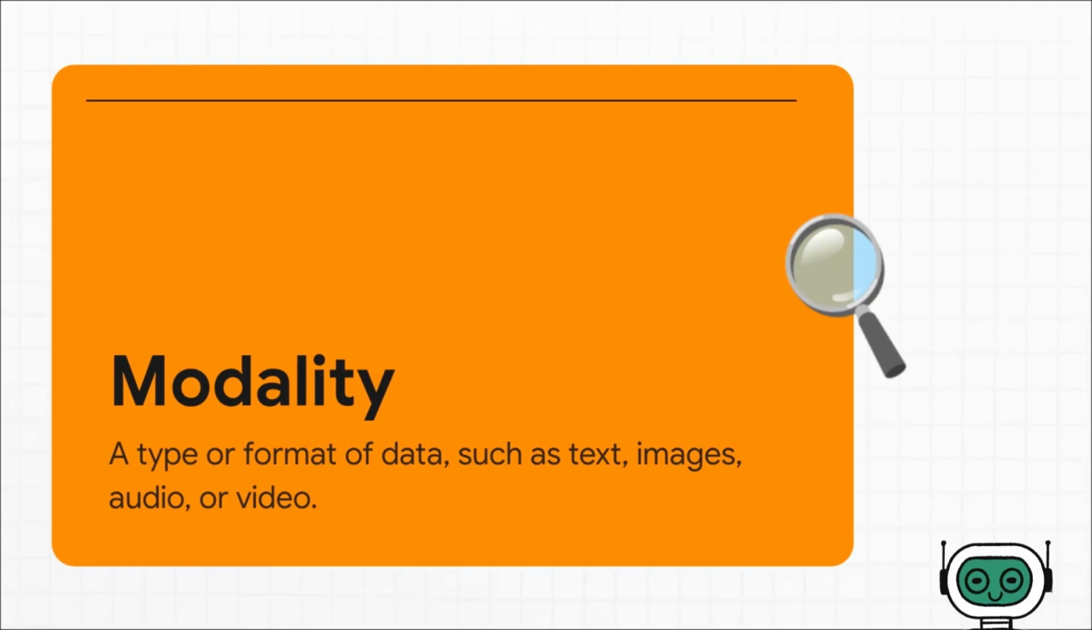Now, this whole concept really boils down to one key word, modality. And a modality is just a fancy way of saying a type of data. So text is one modality, images are another, audio is a third, and so on. A unimodal AI, well, it works with just one of these at a time. But a multimodal AI can handle several all at once.